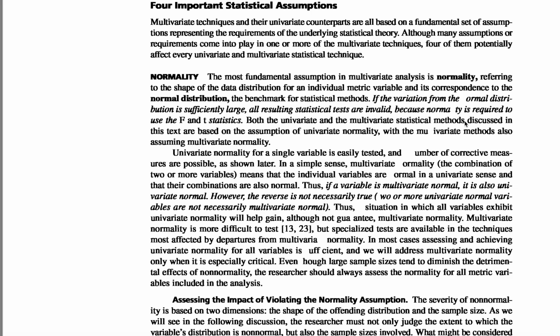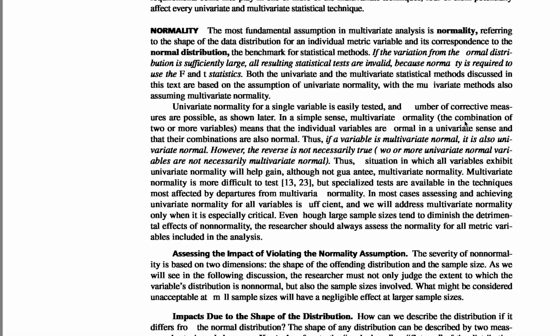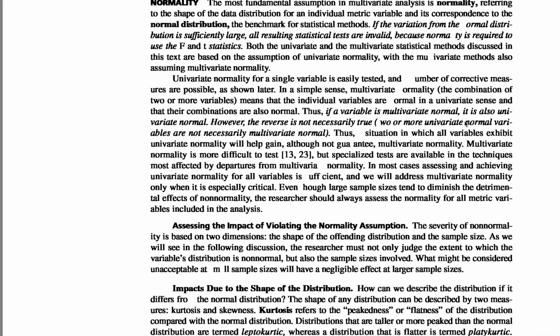Normality is required to use the F and t statistics. Both the univariate and the multivariate statistical methods discussed in the next chapters are based on the assumption of univariate normality, and the multivariate methods also assume multivariate normality. Univariate normality for a single variable is easily tested, and a number of corrective measures are possible, as shown later. In a simple sense, multivariate normality, the combination of two or more variables, means that the individual variables are normal in a univariate sense and that their combinations are also normal.